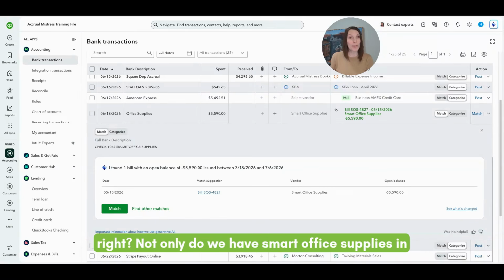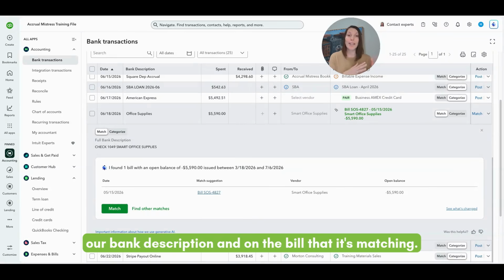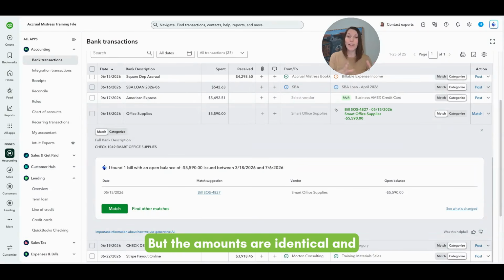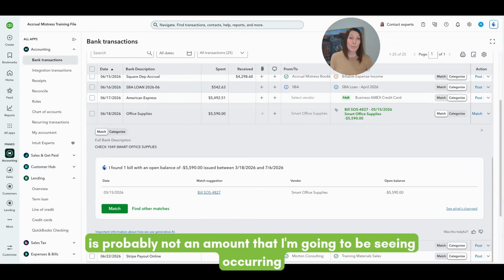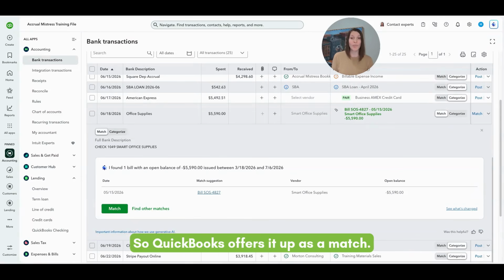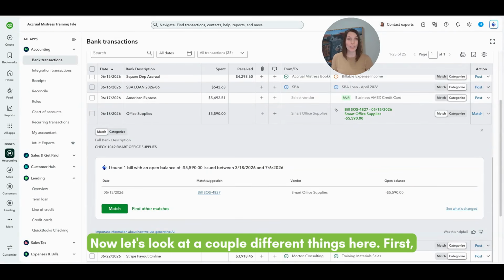Not only do we have Smart Office Supplies in our bank description and on the bill that it's matching, but the amounts are identical and unique. $5,590 is probably not an amount that I'm going to be seeing occurring in my books a lot. So QuickBooks offers it up as a match. Now, let's look at a couple different things here.